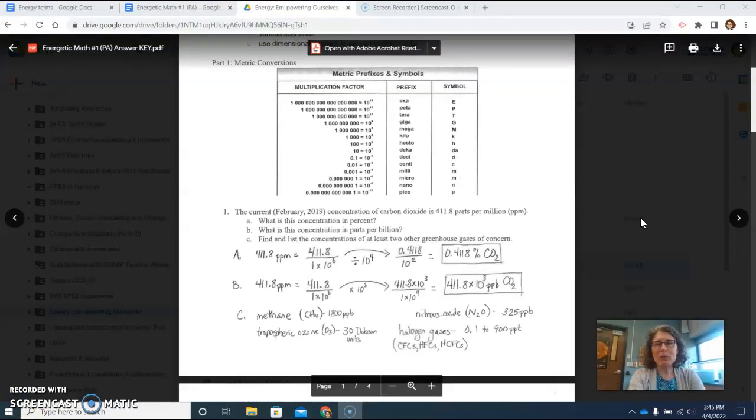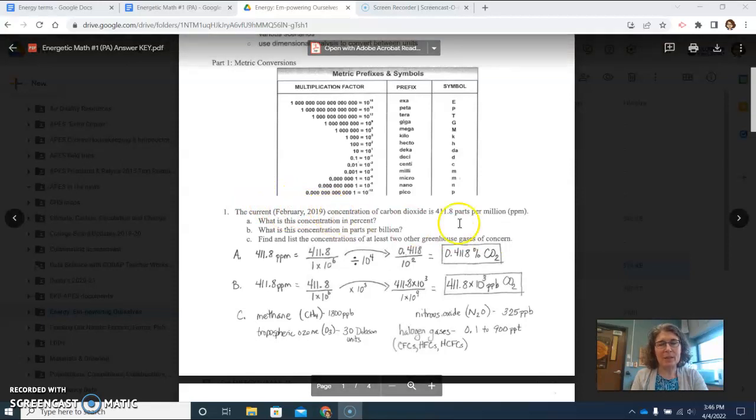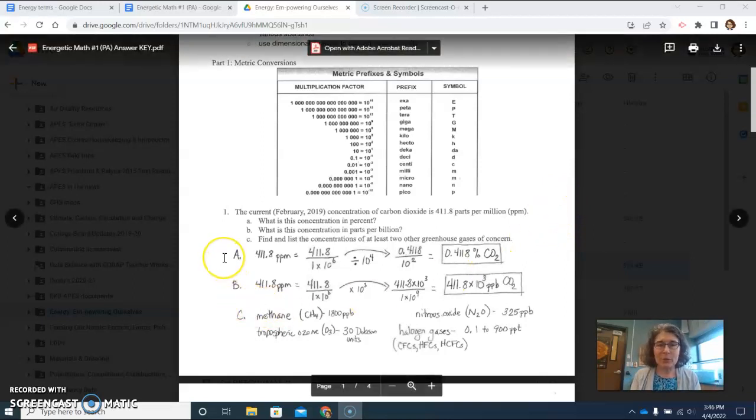All right, so problem number 1 asks you to go from the current concentration of carbon dioxide in ppm to express it in percent, to express it in parts per billion, and to find the concentrations of at least 2 other greenhouse gases of concern. I'm going to be using the data from an older problem set, so this one is actually from February 2019, so you can mentally check and see what has happened to the concentration of carbon dioxide over the last 3 years. I wish I could say the trend was different, but it is definitely increasing. So let's start with that first question there.